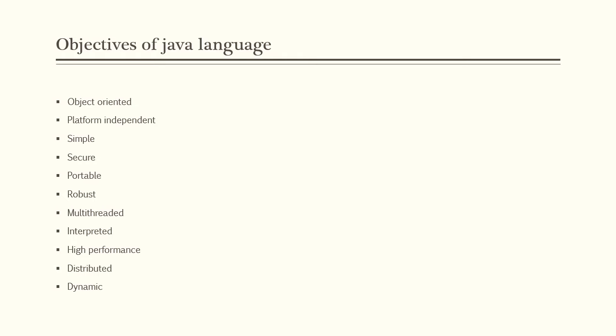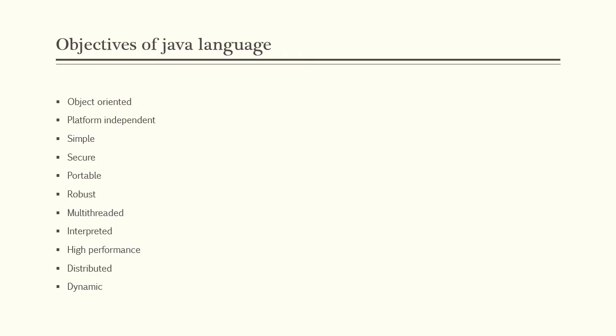Then you have secure, because there is no explicit pointer, which you have seen in some other languages, so that's why it makes it secure. Then coming to portable, means it can be used on different platforms, and I earlier told you about the operating system. The bytecode that gets generated is used on various platforms. Then comes the robust part, means how it is robust.